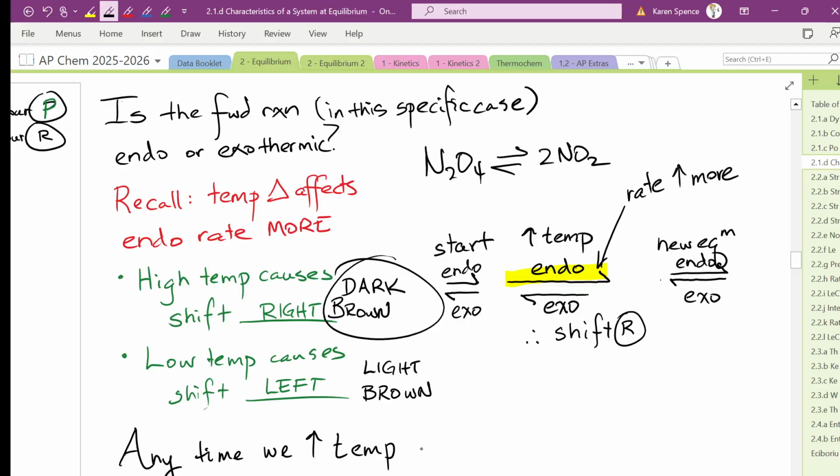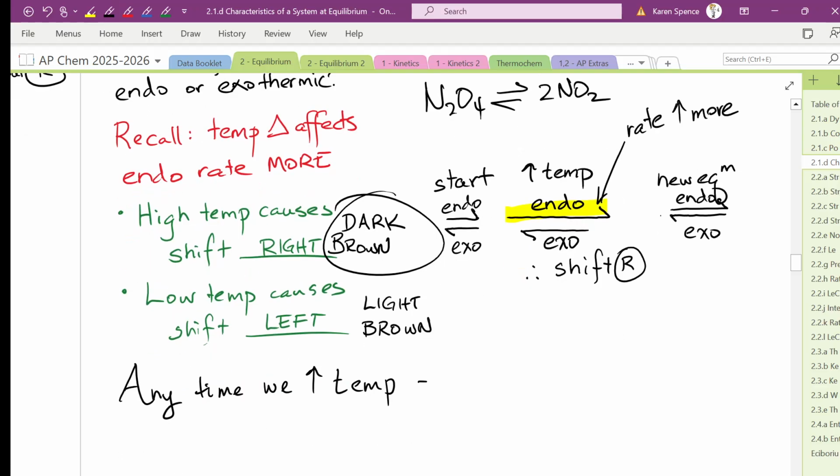So anytime we increase temperature, the endo speeds up more than the exo. And therefore, we will shift in the endothermic direction because the endothermic direction will be faster.